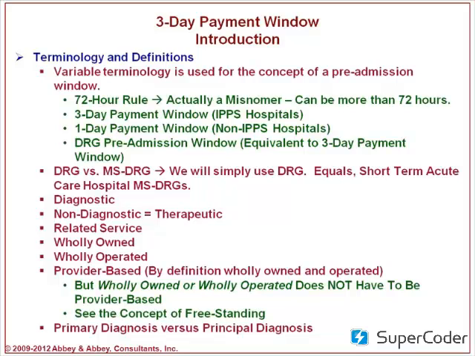I will probably use just the phrase DRG, and I'm really talking about MS-DRGs, or I may just use DRG in the generic sense, so please take it simply as MS-DRGs if it's in the Medicare domain. Now, diagnostic and non-diagnostic becomes very important. And I will equate non-diagnostic with therapeutic, and I don't think that's unusual at all. Related service, or clinically related, is the key issue. That is probably the key compliance issue that we have with this rule.